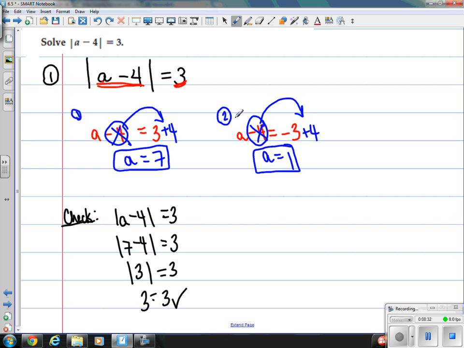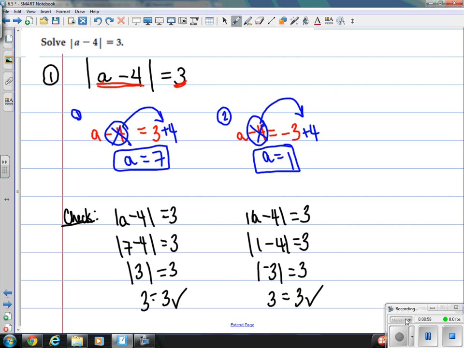Now we do the same thing over here. We always go back to the original before we messed with it. The absolute value of a minus 4 equals 3, except this time I replace a with 1. So the absolute value of 1 minus 4 equals 3. Now 1 minus 4 is negative 3, so the absolute value of negative 3 equals 3. And the absolute value of negative 3 is 3. So once again, we're good. We check. Okay, and since both of our solutions check, that means both of these are answers to this absolute value equation. Absolute value equations will always have 2 cases.